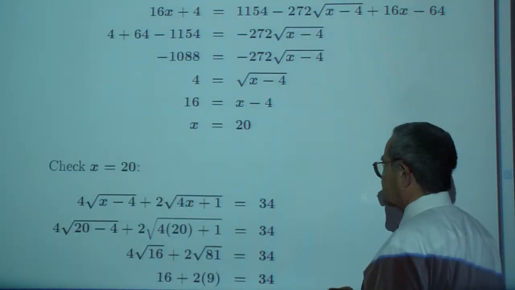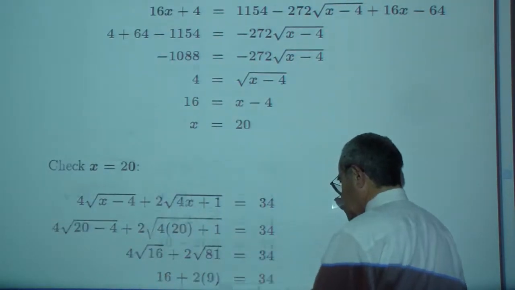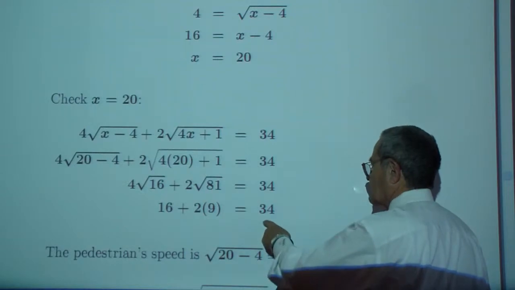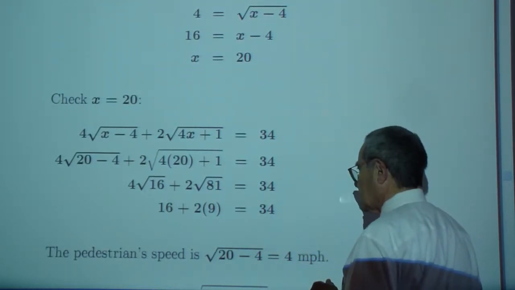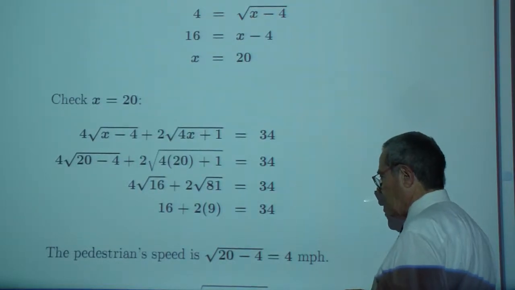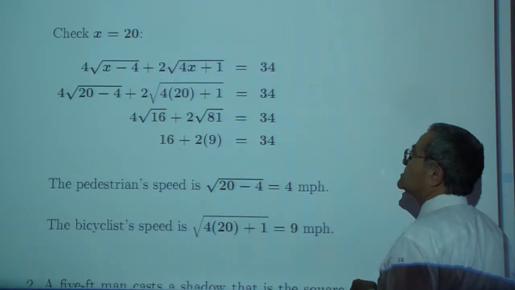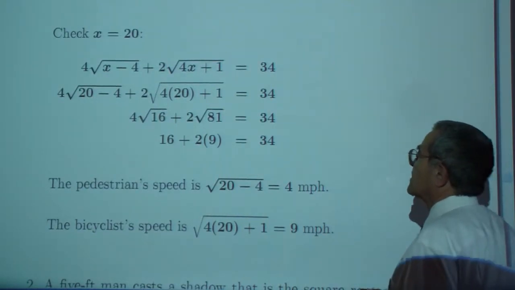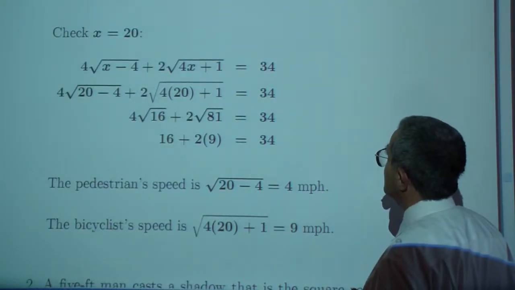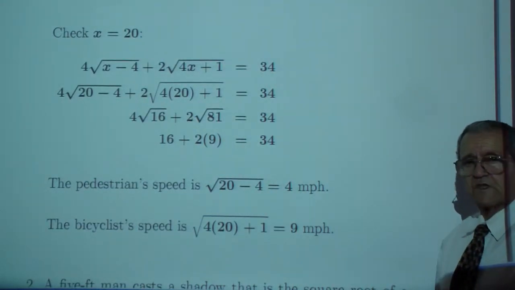We want to check that. If x is 20, we crank it in and it comes out correctly. So the speed of the pedestrian is 4 miles per hour. The bicyclist speed is 9 miles per hour. Now we only got one answer here. Okay. That's number 1. Number 2.